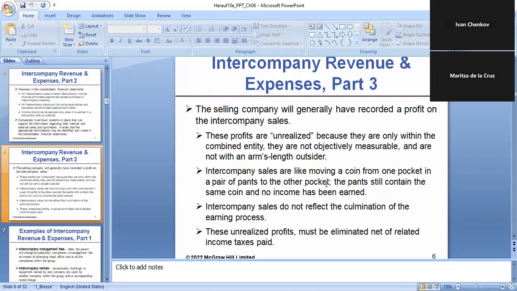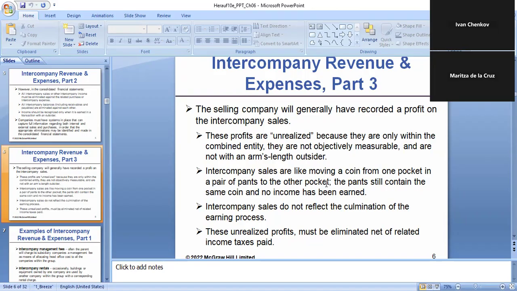Arm's length outsiders means third parties. Arm's length is when you put your arm out close to your body, and that's your length. You're not going to let a person you don't know cross that distance. So anyone within arm's length distance is a third party, and everything that is close to arm's length distance is a related party. So intercompany sales are like moving a coin from one pocket to another pocket.